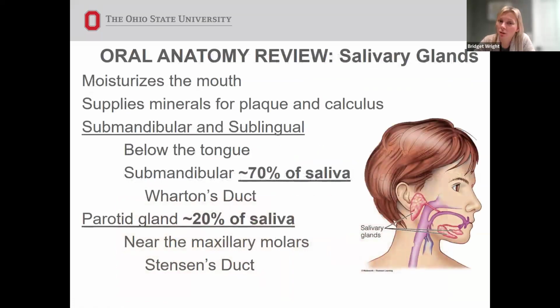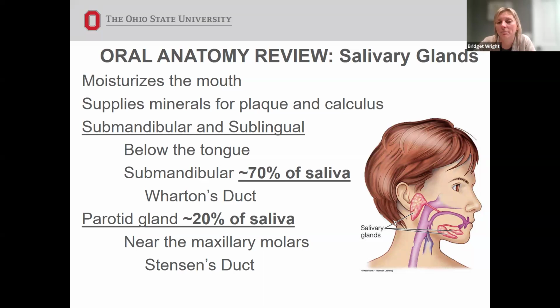Okay, more oral anatomy review. This time we're going to be talking about the salivary glands. This is really important because saliva provides the moisture for the mouth, and it also provides a way for all of the plaque and calculus to travel around in the mouth.